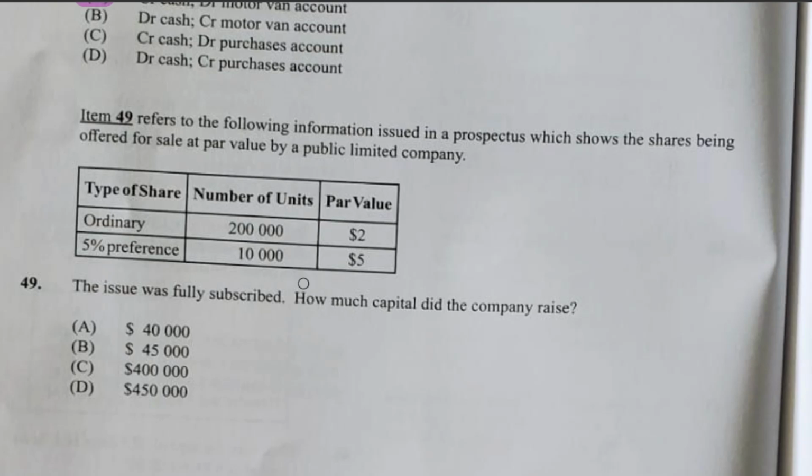So here we have 2,000 ordinary shares at $2. So this will give you 400,000. Then we have 10,000 preference shares at $5. That will give you 50,000. So 400,000 plus 50,000 will give you $450,000.